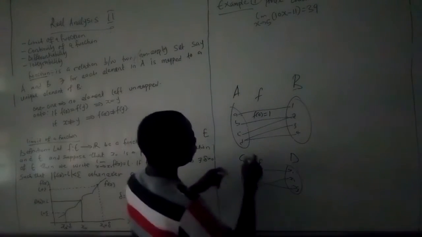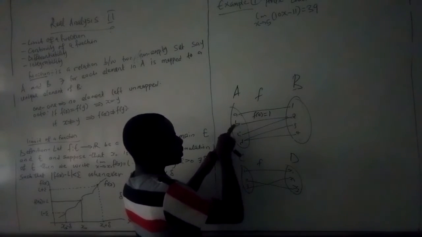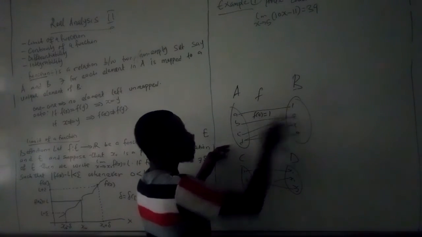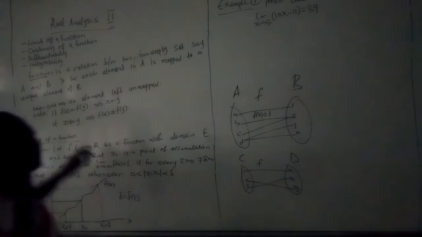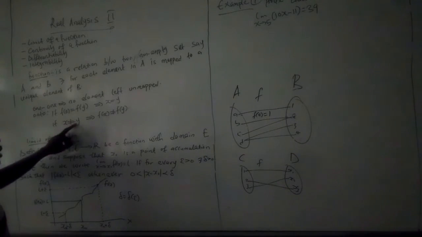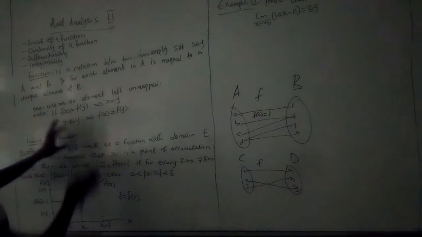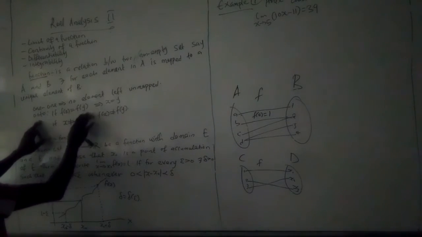That is, if the image of x and the image of y are the same, their image is 2. So therefore, they must be equal. And if x is not equal to y, it implies the images cannot be the same. So that is a one-to-one function, and this is an onto function.